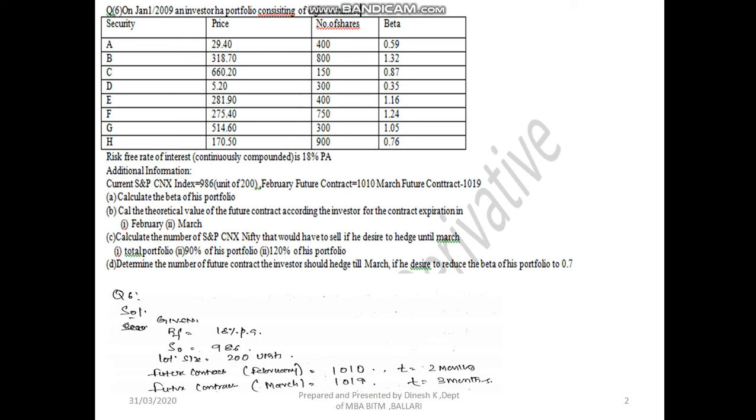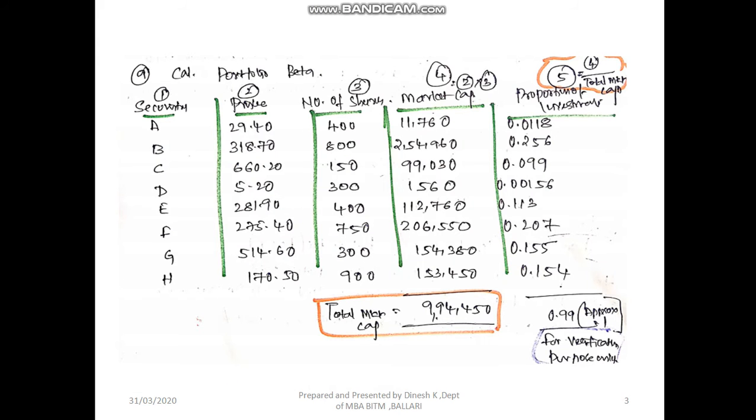We need to be very cautious with the given data. Sometimes it might be given Jan, it might be Feb, March. So we need to look at the given data, the reference date, then the contract that we are looking to calculate. Now let's move on to calculating the first sub question, that is calculating the portfolio beta.